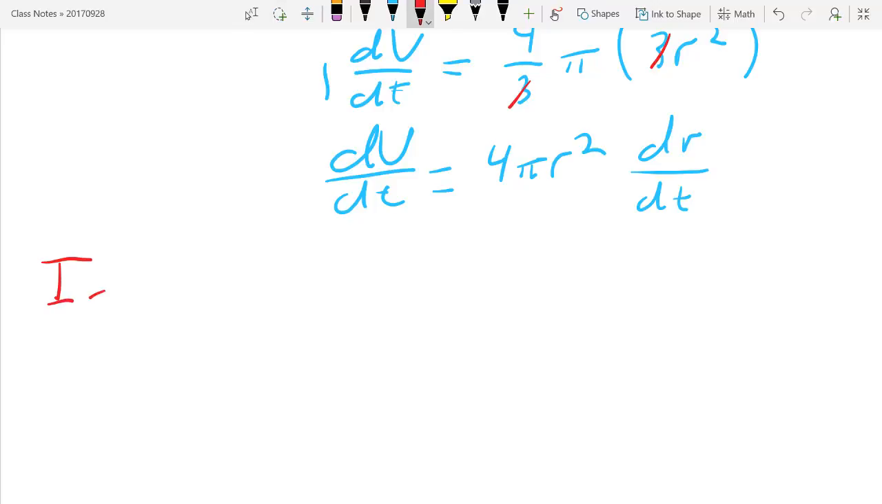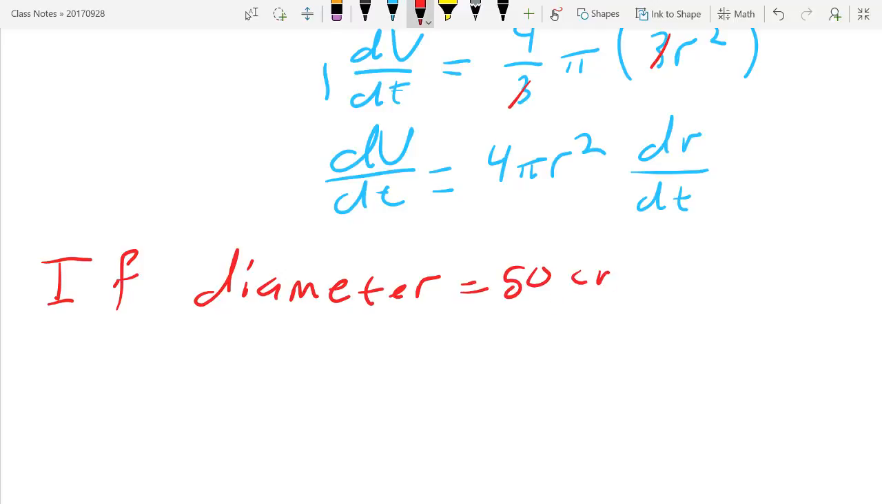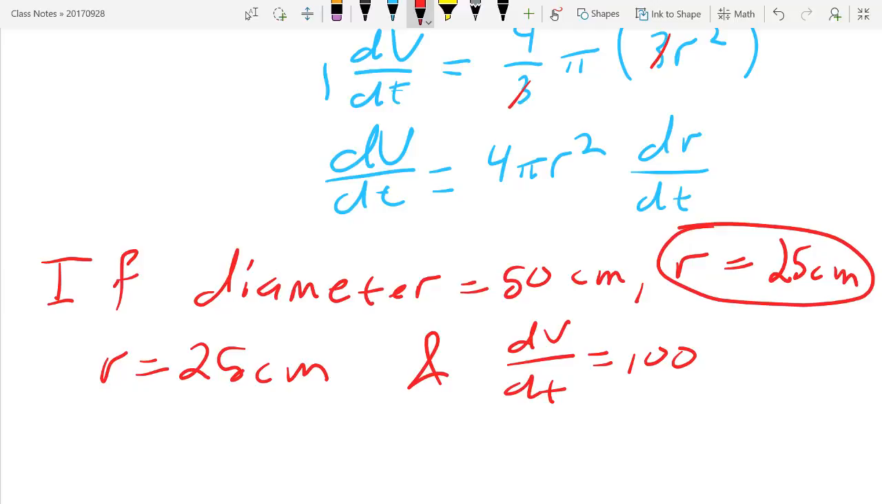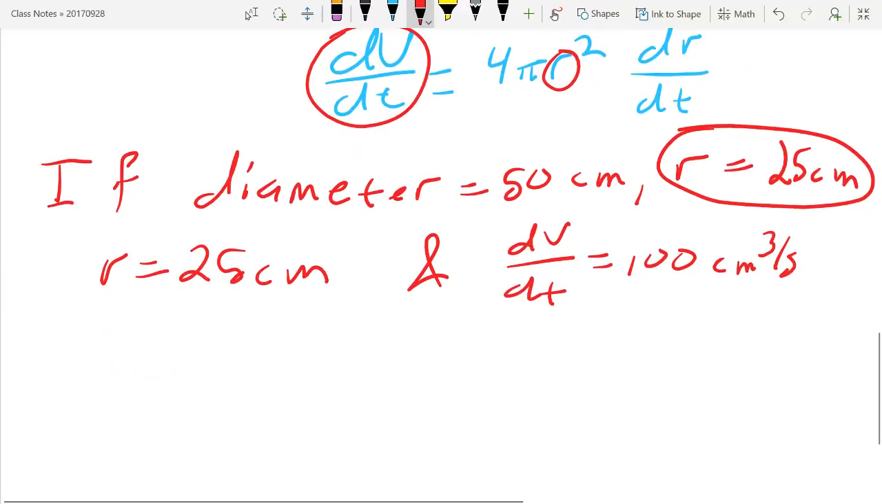So if the diameter equals 50 centimeters, what does r equal? 25 centimeters, yep. So we basically have here r equals 25, and dV/dt is 100 cubic centimeters per second. Okay, so we can substitute these two values into our equation, and then we can figure out what the dr/dt is at that point.